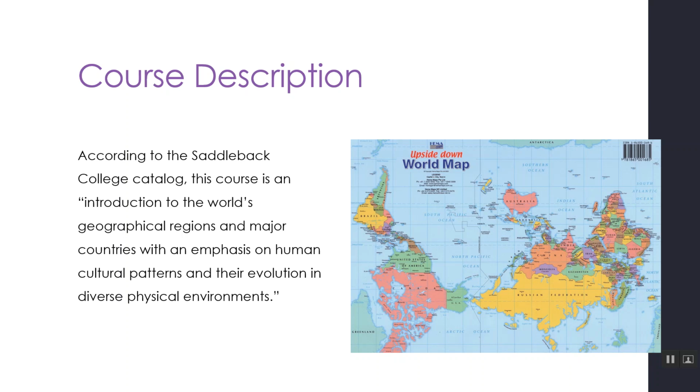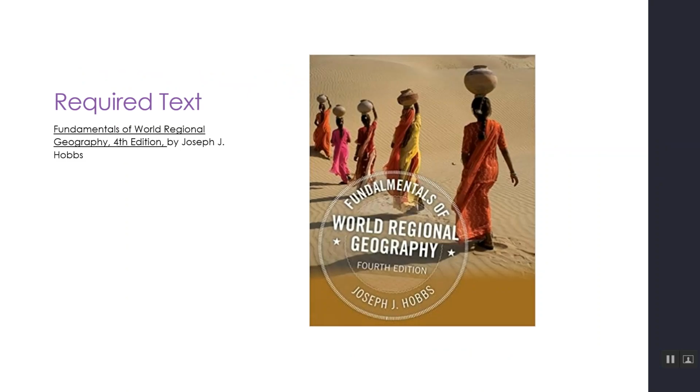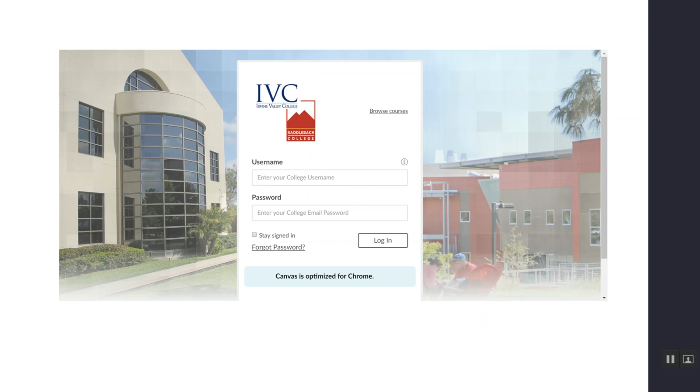But we are going to talk about everything from the physical geography in a region to religion, language, economy, politics. This is a very broad survey course in which we cover a lot of material. This is your required text, which you do need. It's called Fundamentals of World's Regional Geography, 4th edition, by Joseph Hobbs. It is available from a variety of sources for a relatively reasonable price because it's been out for a few years now.